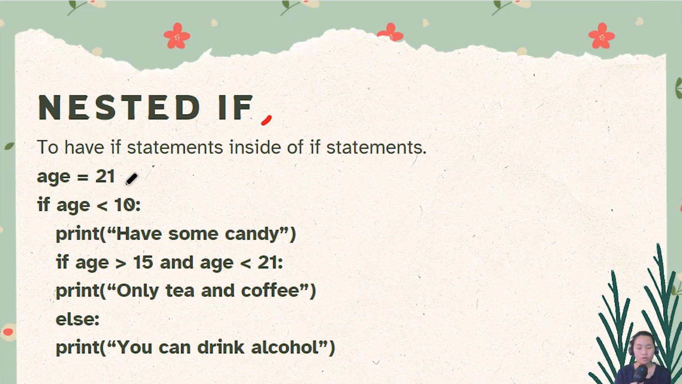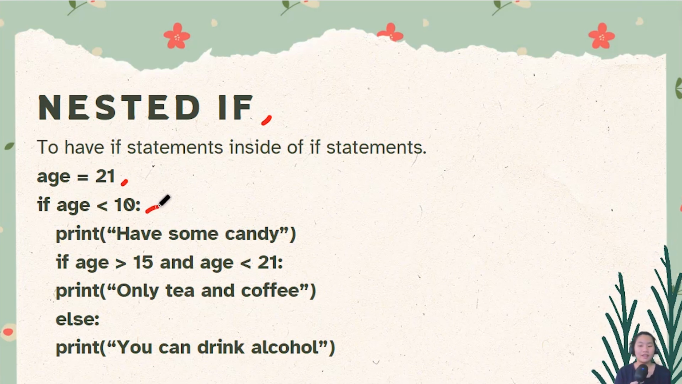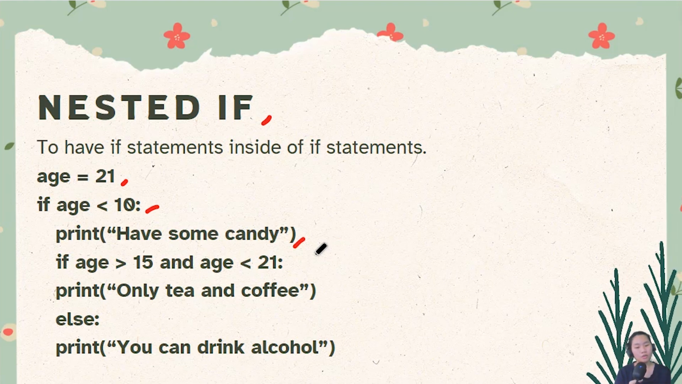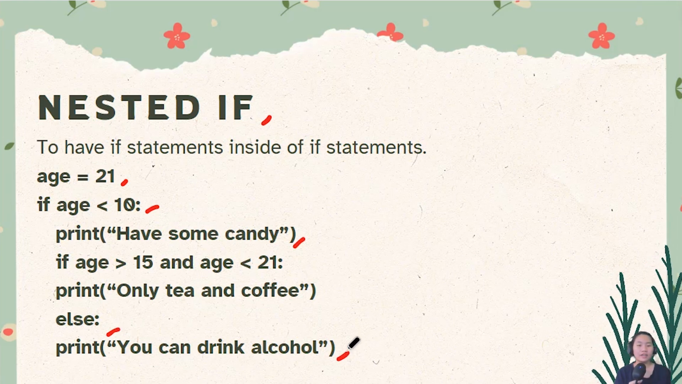So age equals 21. If age is less than 10, print, have some candy. If age is larger than 15 but less than 21, so in between 15 and 21, only tea and coffee. Else, larger than 21, print, you can have alcohol. Okay, it's very straightforward, very simple, just like that.